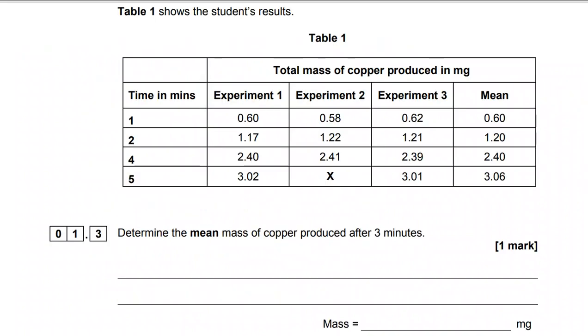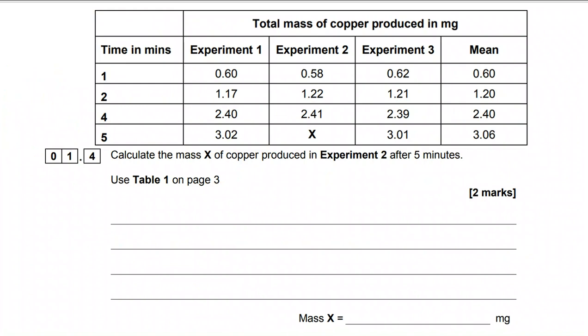On to 1.3. And you're being asked here to determine the mean mass of copper produced after 3 minutes. Well, if we take a look at the data, we can see after 1 minute we have 0.6, after 2 minutes we have 1.2, and after 4 minutes we have 2.4. And I've put those over on this side with a space for 3 because we can see a clear pattern going up. It's going up by 0.6 each minute. That tells us it's going to be 1.8 milligrams.